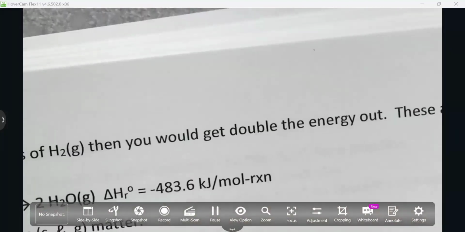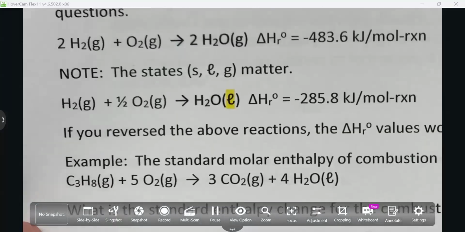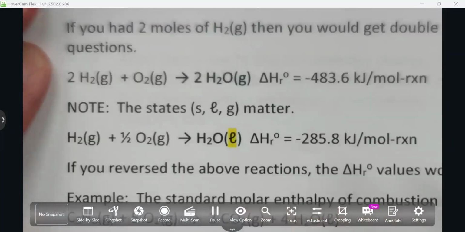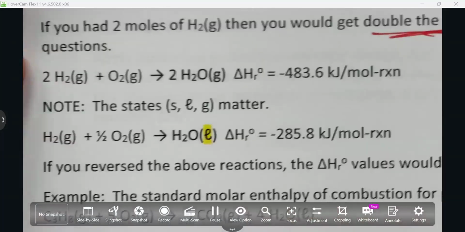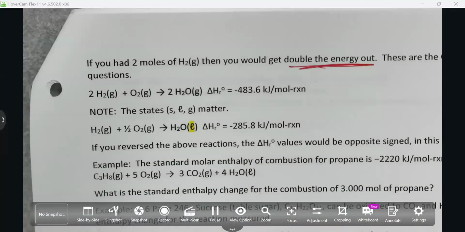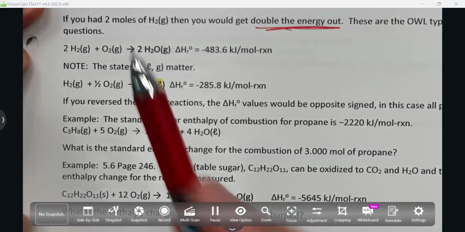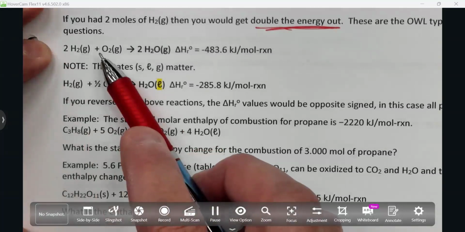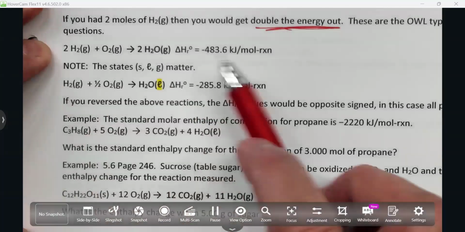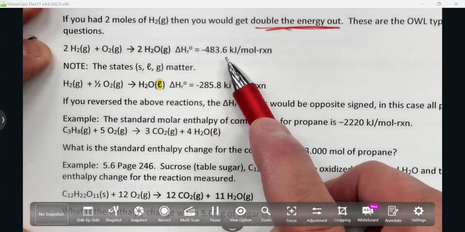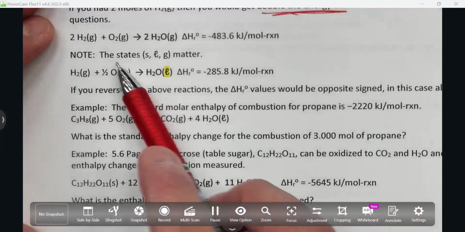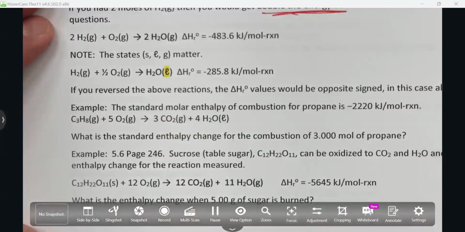Well, if it was 1 mole to produce that, what if you had 2 moles? If you had 2 moles, you just would double your energy output. So if I had 2 here instead of 1, and I did not use the half, if I balanced it with the 2, I would get negative 483.6 kilojoules per mole. Now, the states solid, liquid, gas matter. Different heat contents.